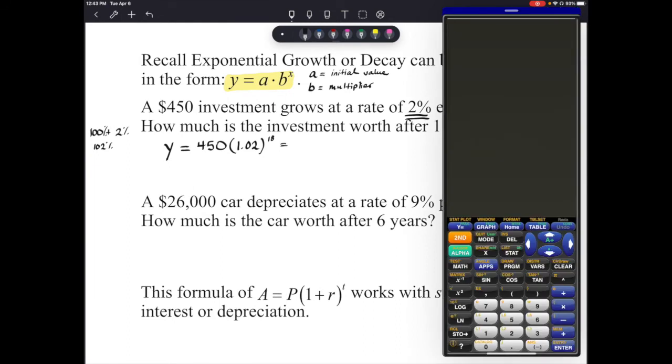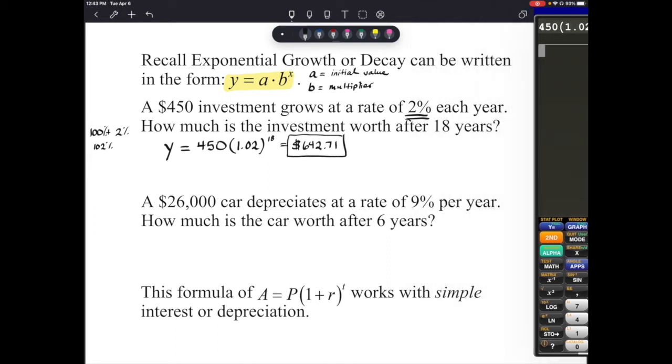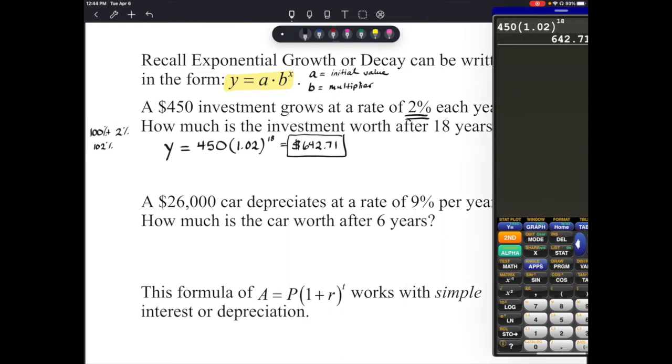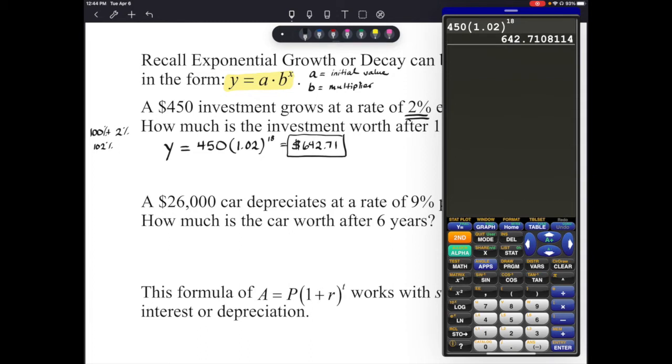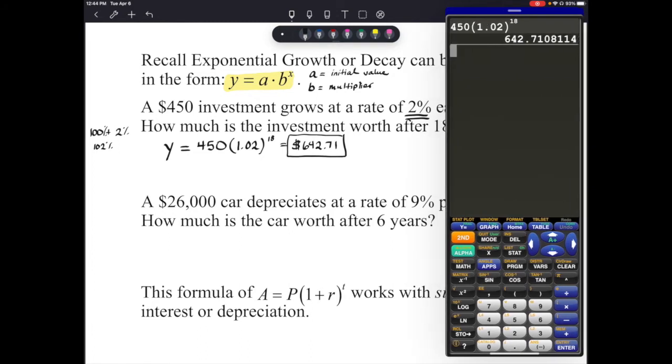So let's jump out of our graphs and we'll just type this in. 450 times 1.02 raised to the power of 18. And we get $642.71. Okay, so at just 2% each year for 18 years, they gained about, what is that, almost $200. Okay, let's look at the next problem.